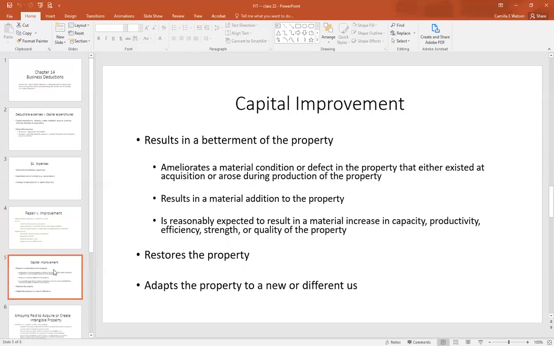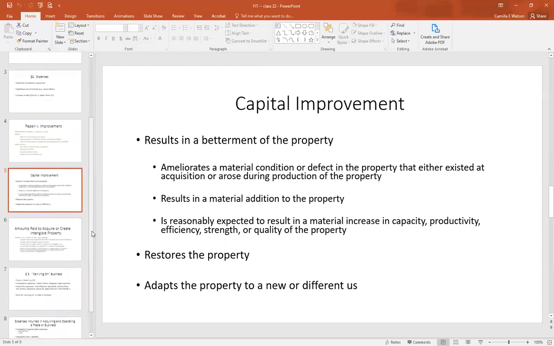Now, if an expenditure improves the property, it must be capitalized. Now I'm looking at page 322. An improvement results in a betterment of the property. It restores the property or adapts it to a new or different use. A betterment ameliorates a material condition or defect in the property that either existed at acquisition or arose during production of the property, whether or not the taxpayer was aware of the condition or defect.